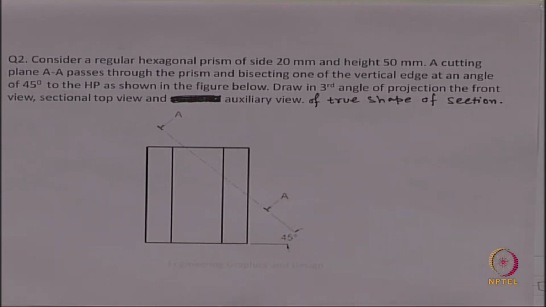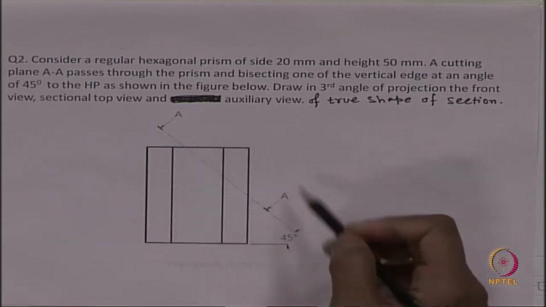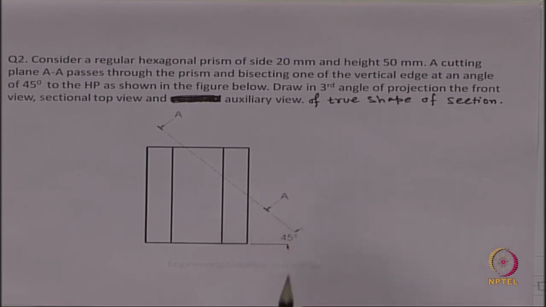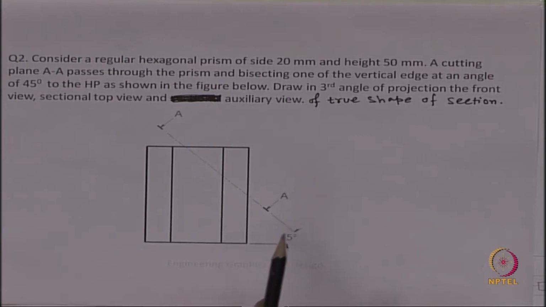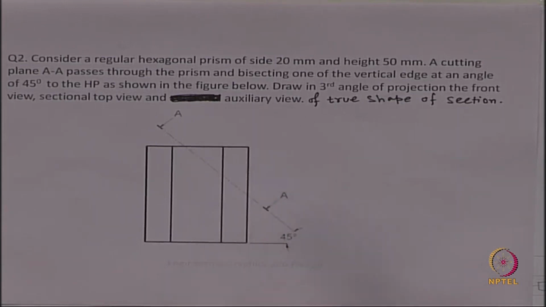And you already know from the lecture, when there is this kind of inclined surface, a surface which is not parallel to any of the primary planes, it will be an inclined plane. For those kinds of planes or features, we need an auxiliary view. If we want to capture their true shape or true view, we have to go for an auxiliary view. So you already know that from the class.